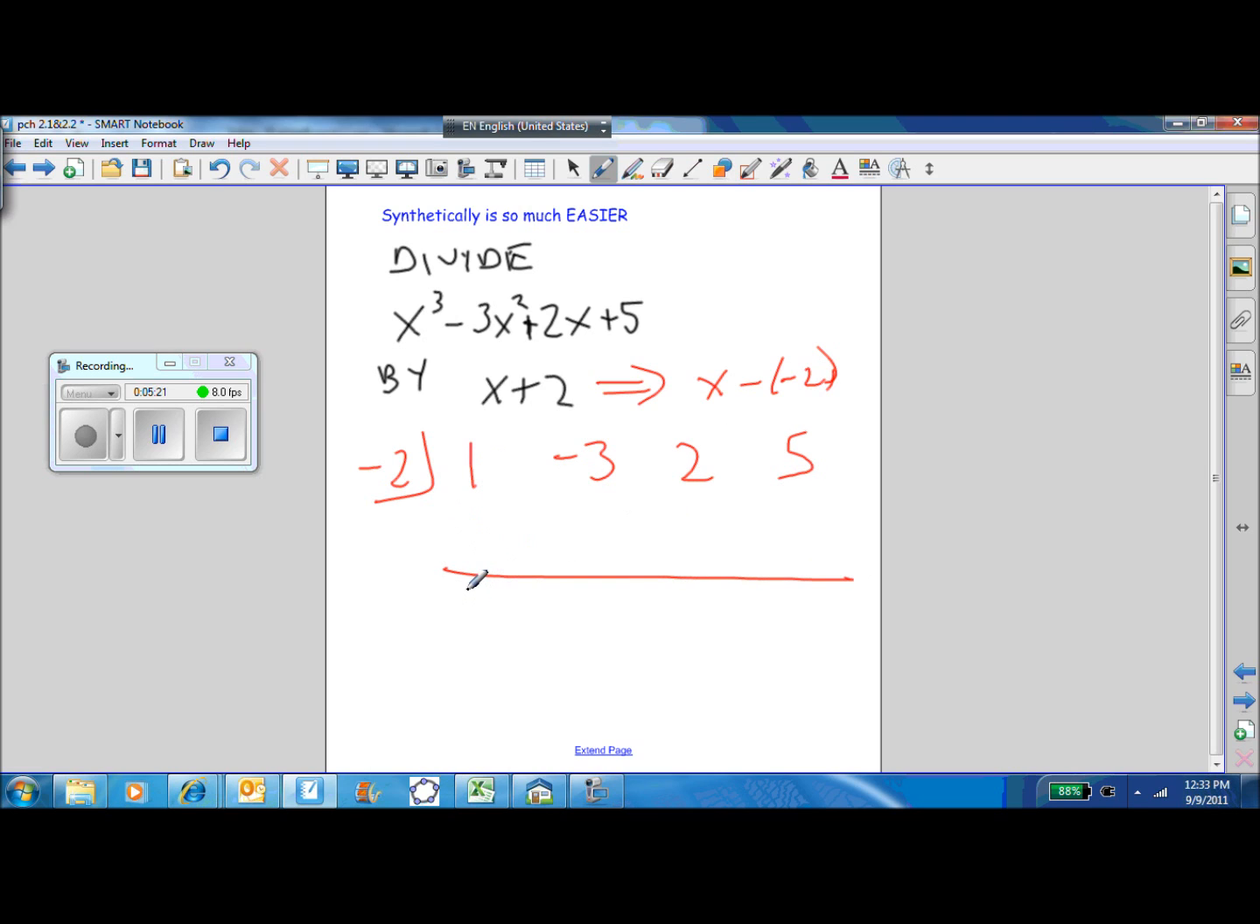Let's go through this. Bring down, just like synthetic substitution, but we're getting so much more out of this. Watch what happens. Multiply by negative 2, and we get negative 2. Add, negative 5. Multiply by negative 2, you get 10. Add, 12. Multiply by negative 2, you get negative 24. Add, negative 19.